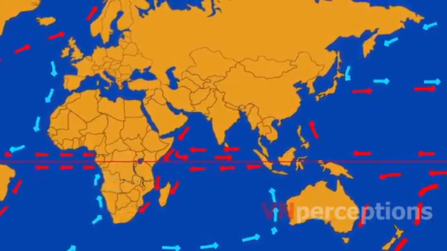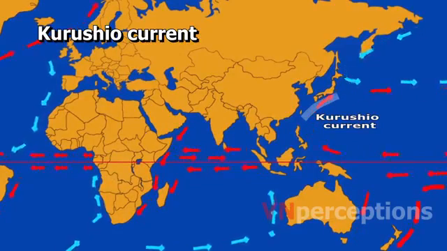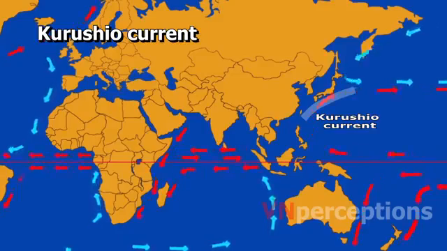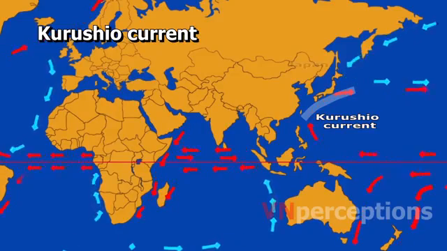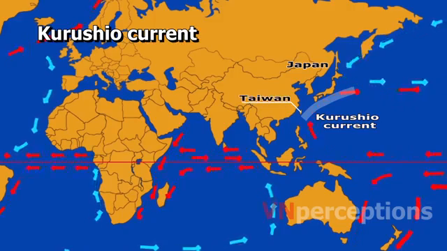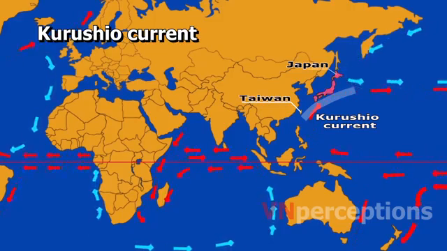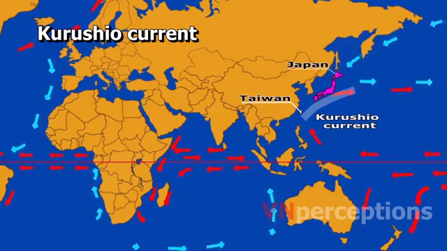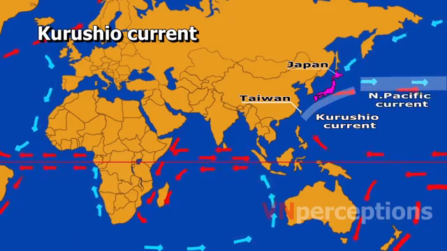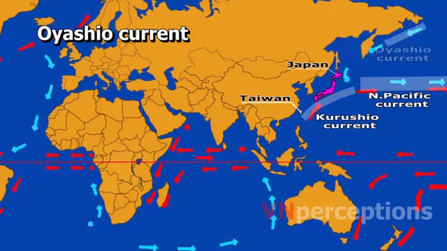Next one is the Kuroshio current. Kuroshio current is a strong western boundary current in the western North Pacific Ocean. It begins off the coast of Taiwan and flows northeastward past Japan, where it merges with the easterly drift of the North Pacific current.